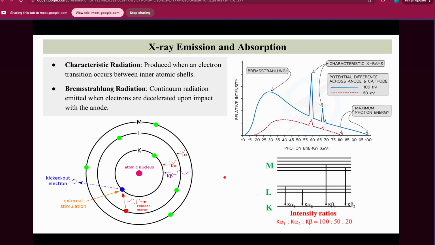As I have shown in the intensity ratios, K alpha is higher intensity: K alpha 1, and then K alpha 2. It also depends on the orbitals. If we calculate the intensity ratios of K alpha 1, K alpha 2 and K beta, then K alpha 1 has the highest intensity, which is 100, then K alpha 2 is 50, and K beta is 20. So the best intensity will be K alpha 1, in which the electron comes from the last orbital of the L shell.